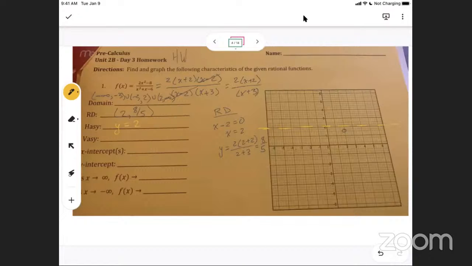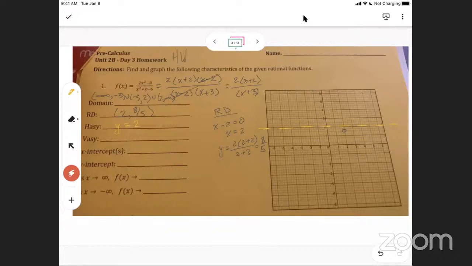By the way, the other rules are if the degrees aren't the same, if the degree of the numerator is smaller than the degree of the denominator, in other words, if it's bottom heavy, then your horizontal asymptote is just the x-axis. And if the degree of the numerator is bigger than the denominator, meaning if it's top heavy, then you're going to have a slant asymptote, not a horizontal one. And it's not necessarily a line. It could be a quadratic slant asymptote or even a cubic asymptote, but that's what you're going to have.